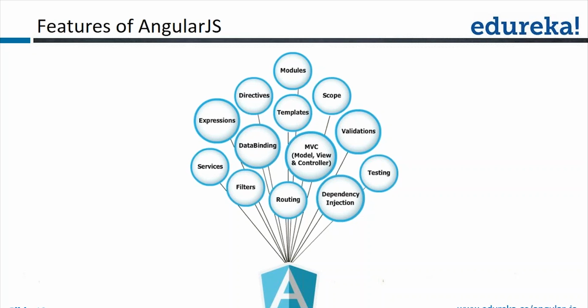Except this, we have more features like expressions, services, filters, routings, and other stuff. Mostly the main features, if you ask me, I'll say these: data binding, custom directives, dependency injection, and routings. Okay, so let's go to the next slide.